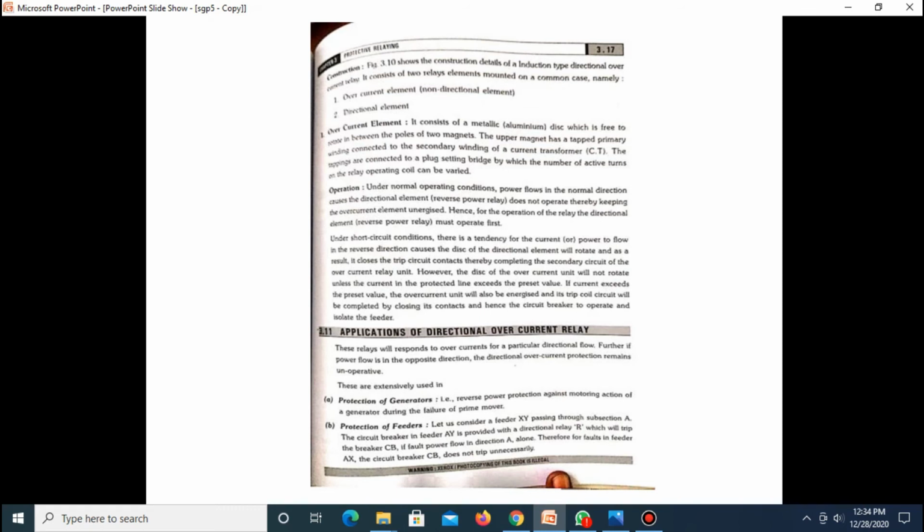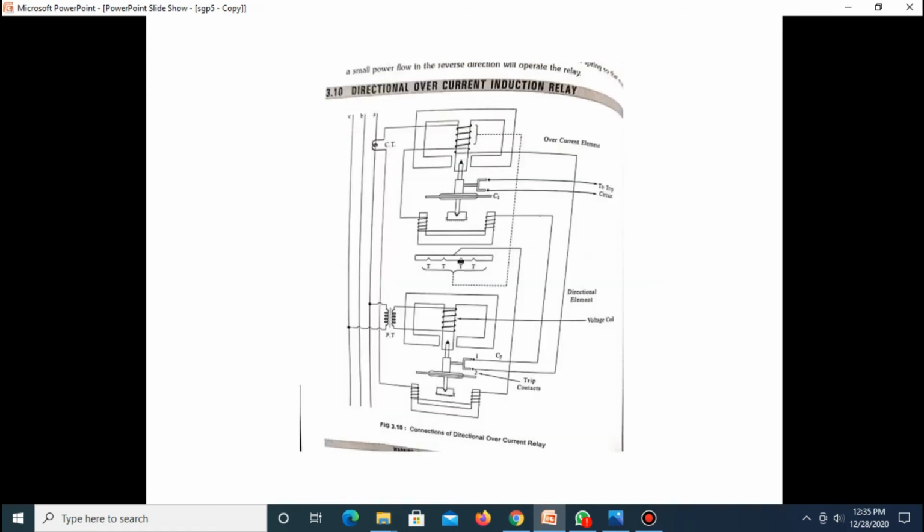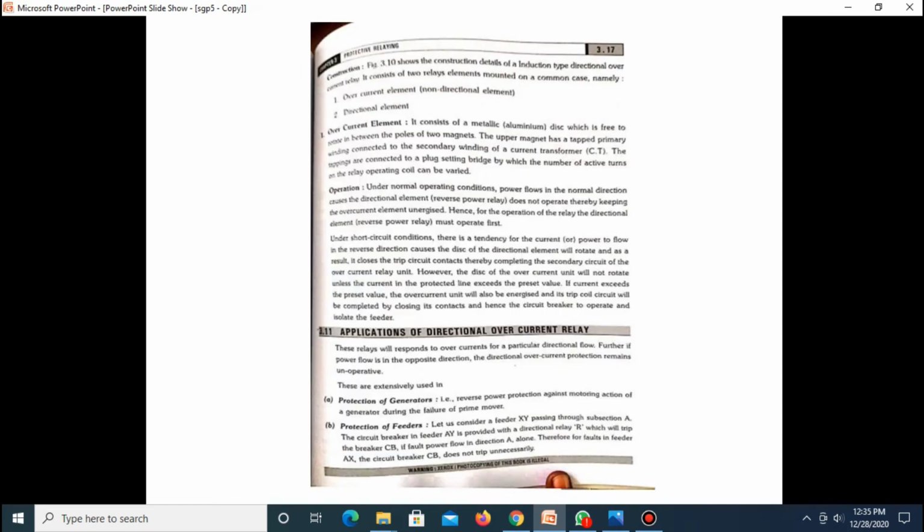The first one is the overcurrent element. It consists of a metallic disc. As shown in the figure, this is the metallic disc, and this is the overcurrent element. This metallic disc rotates between the poles of two magnets.